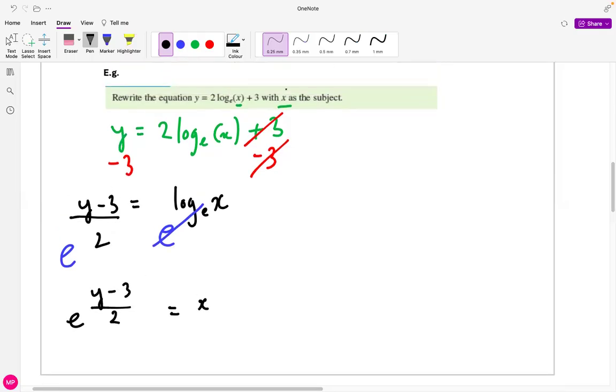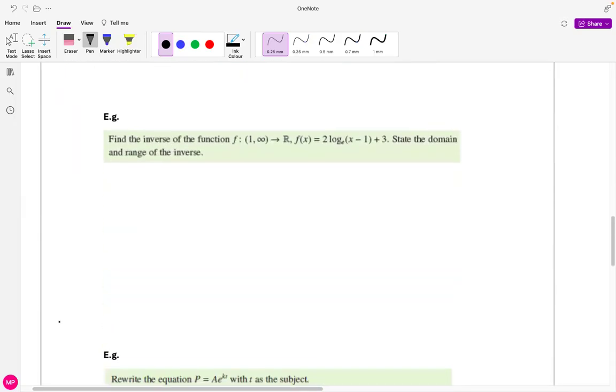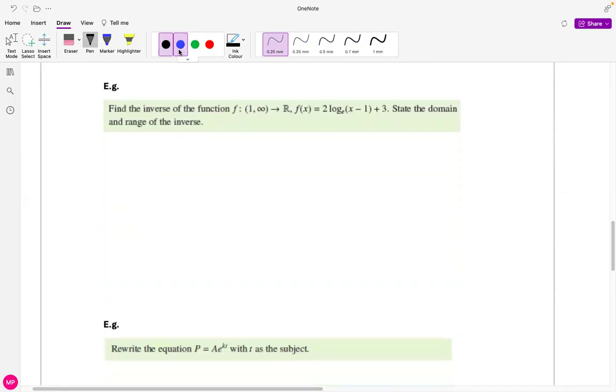And that's the answer. Here we go. We make x the subject. All right, now we're going to do one more example.